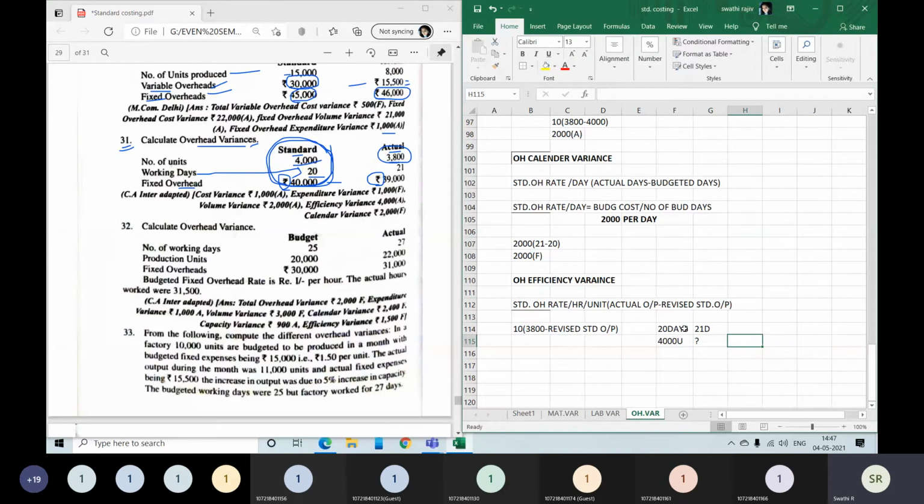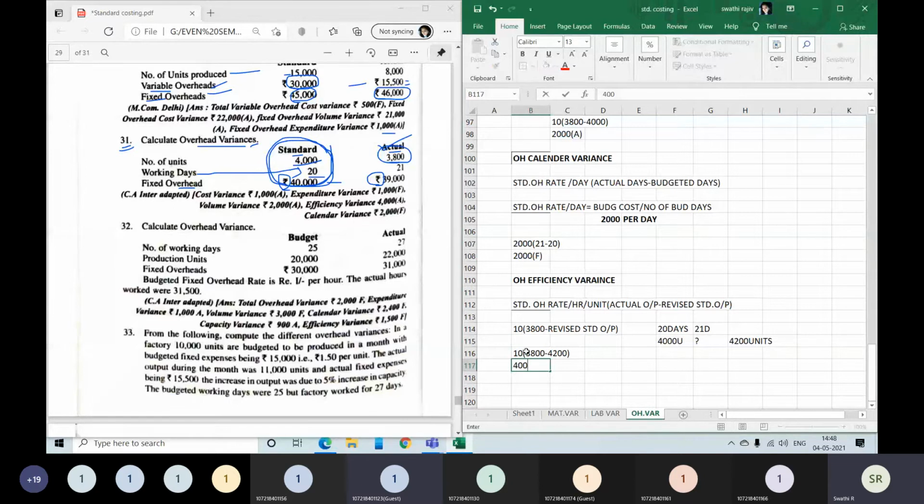Revised standard. We are revising; we'll never revise actual units. Even in material and labor, everywhere, we revise only standard quantity and standard time. Never actual, because this is a real number. So how much is it? Our standard instead of 4,000 should have been how much? 4,000 into 21 divided by 20 will give you 4,200 units. Cross multiply. Now can I substitute it? It will be 10 into 3,800 minus 4,200. It's the revised standard output. What is the answer?